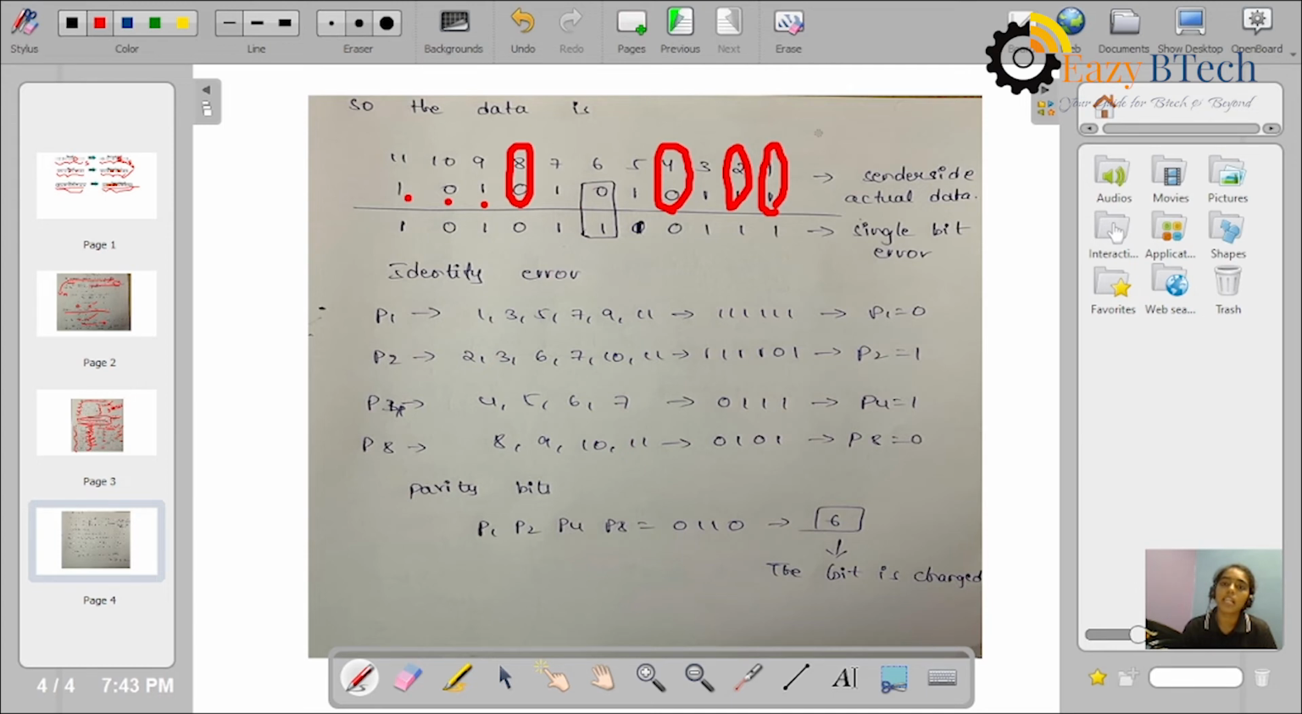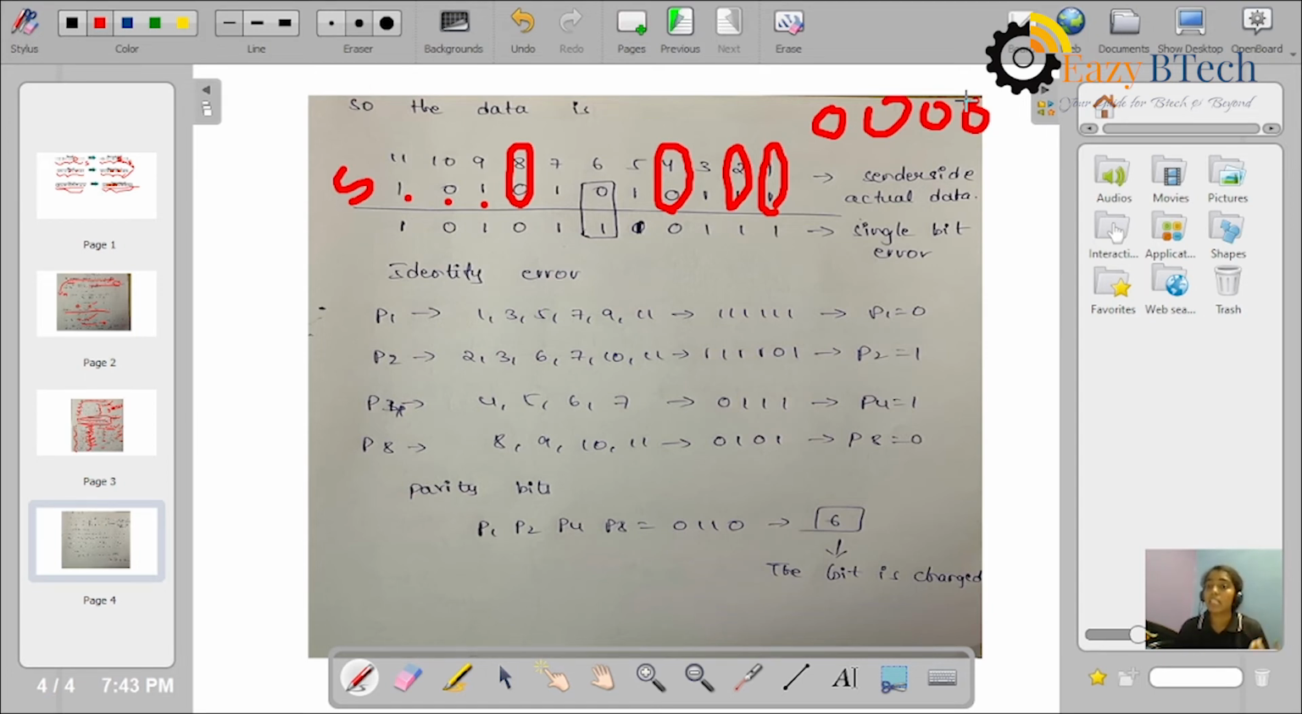Okay, so sender side actual data bit. This is the sender side, and this is the receiver side. If the exact data gets to the receiver side, we'll get all zeros. Okay, while there is an error occurred in the middle of the bit.